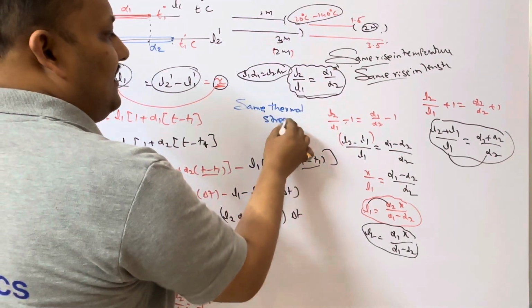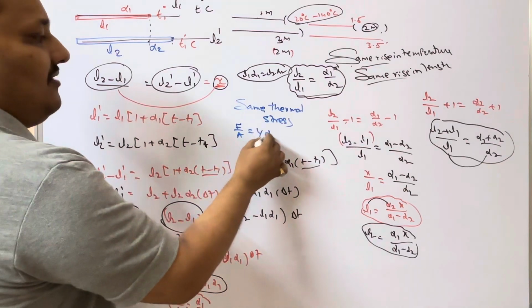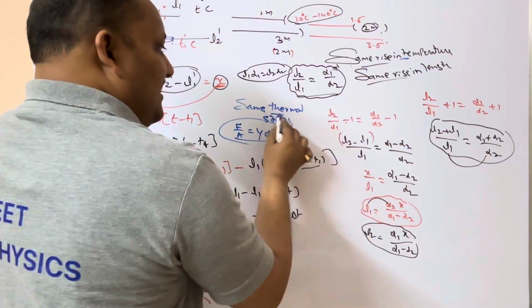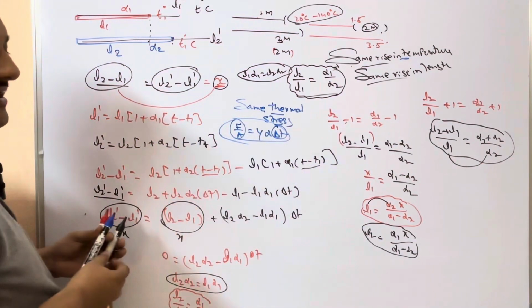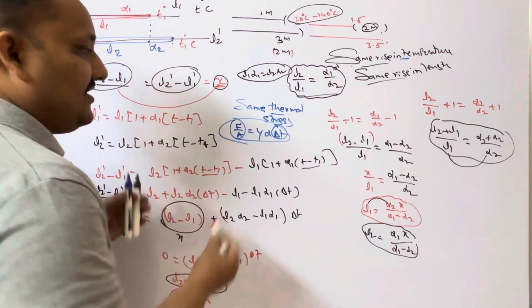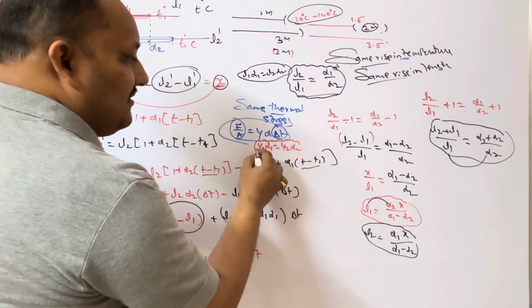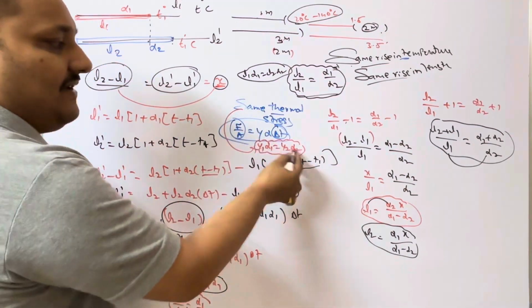thermal stress, they will ask. What is the thermal stress formula? F by A is equal to Y alpha delta T. So for the same rise in temperature, same thermal stress means F by A is same, delta T is same. Therefore, they will write the condition Y1 alpha 1 equal to Y2 alpha 2. So for the same thermal stress, Y1 alpha 1 equal to Y2 alpha 2.